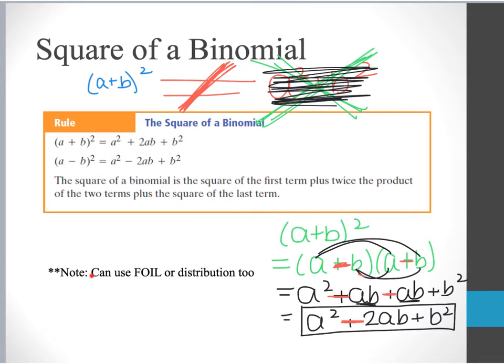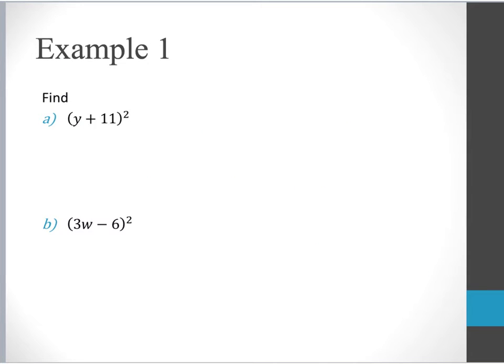Now notice I did put the note down here. You can use the FOIL and distribution method like what I did here if you don't want to memorize this. However, multiplying and factoring, which is what we're going to be doing here in another couple sections, are things that are not going away anytime in your math futures. So if you can think about this as a shortcut, it is going to save you a lot of time down the road. So example 1, we can see how this property applies.